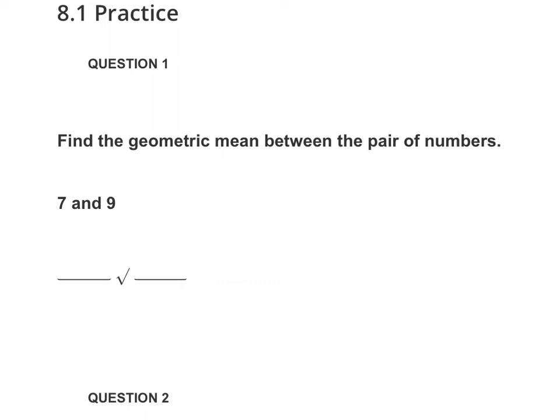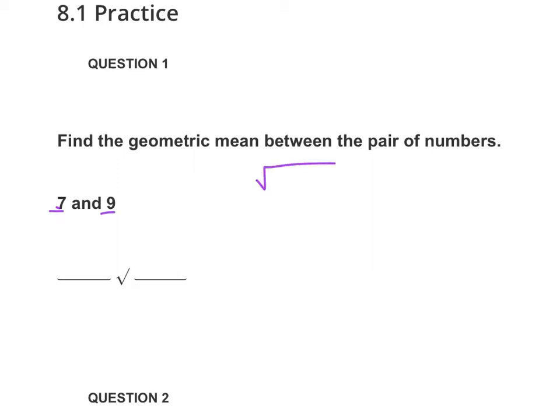Alrighty, so for the purpose of this video, we're just going to go over the 8.1 practice that we did on Tuesday. So we mainly talked about geometric mean and then in relation to the geometric mean theorems in right angles. So for question number 1, we needed to find the geometric mean between 7 and 9.